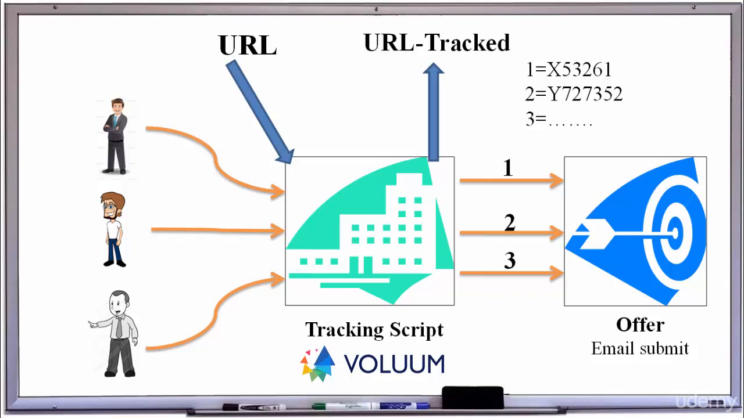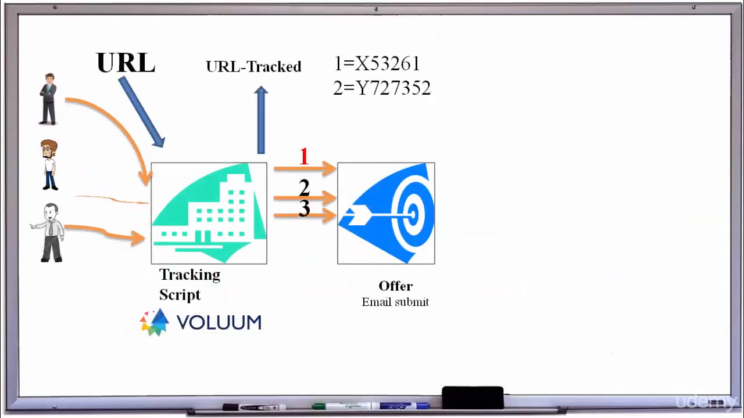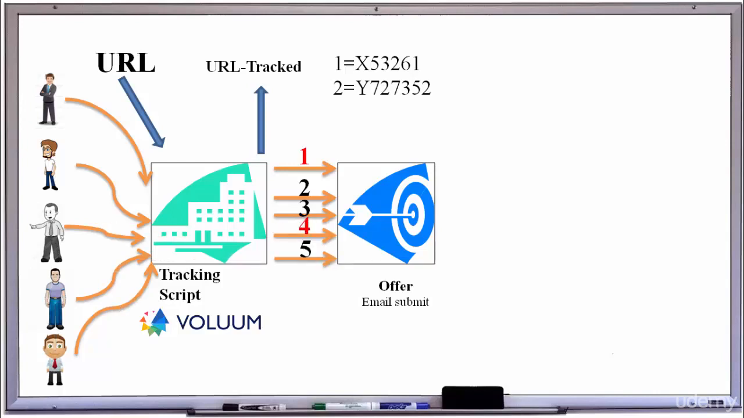So let's take in this example 5 visitors. Let's add number 4 and number 5. So in this example, we have 5 visitors visiting our tracked URL, and this URL sends them to the offer. In this example, the offer is email submit. We have here the email address field and the submit button. Let's say that visitor number 1 and visitor number 4 submit their email in this offer.